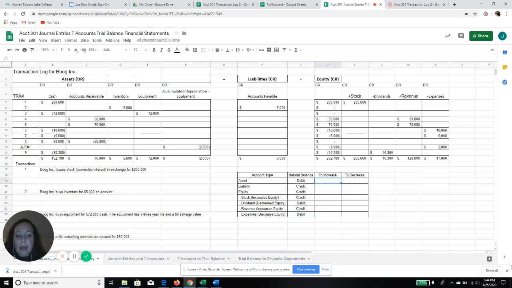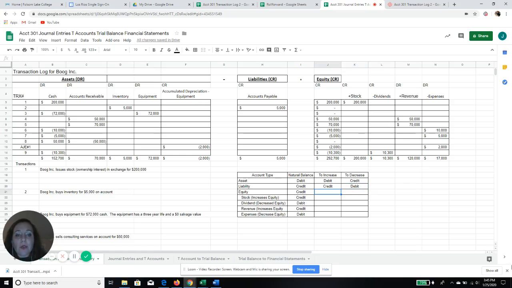Assets have a natural debit balance. So if we want to increase an asset, we need to debit the account. Conversely, if we want to decrease an asset, then we need to credit the account. Liabilities have a natural credit balance. If we want to increase a liability account, we need to credit the account. If we want to decrease a liability account, we debit the account.